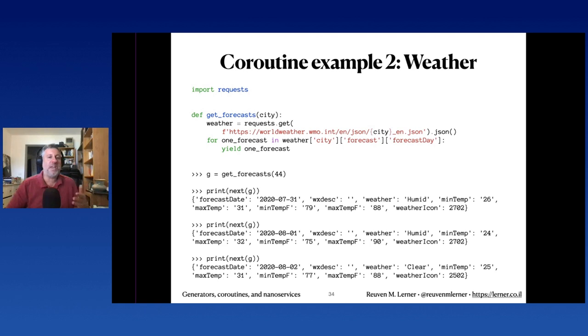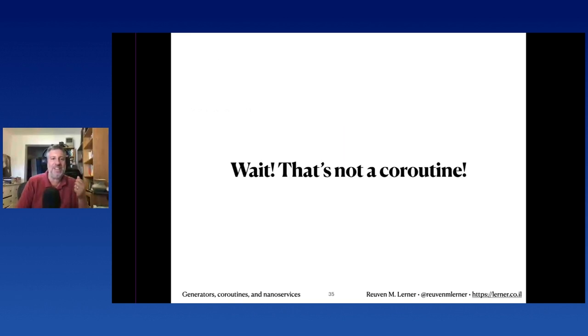So if I say g equals get_forecast(44), I can get a next and get a next and get a next, and I get each of those in turn. Right? Looks pretty great, right? Sort of. That's not a coroutine because our yield is yielding. It's not actually getting anything from us.